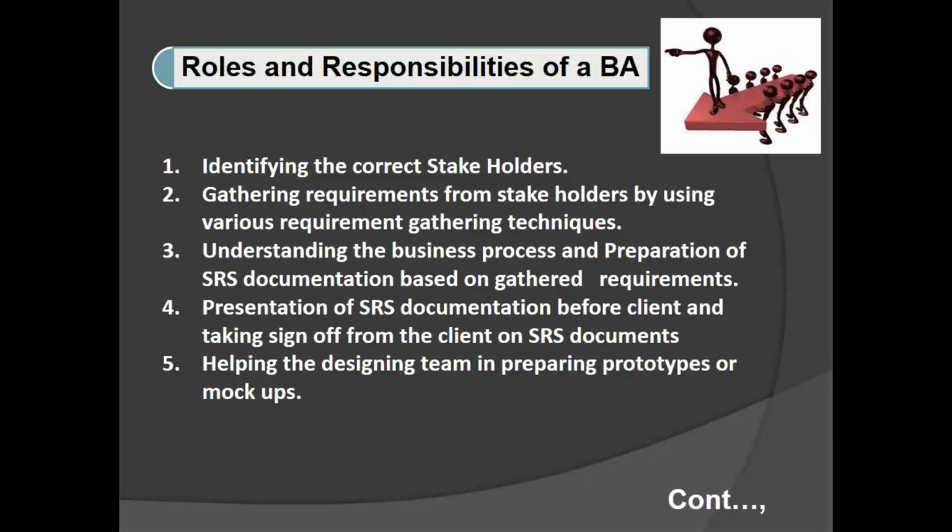So first responsibility is identifying the correct stakeholders. Now, in yesterday's session, I explained who a stakeholder is, but here I am stressing correct stakeholders. So what is the difference between a stakeholder and a correct stakeholder? A stakeholder is a person who is related to the business. Okay. And a correct stakeholder is a person who is related to the ongoing project. So let me explain this difference.